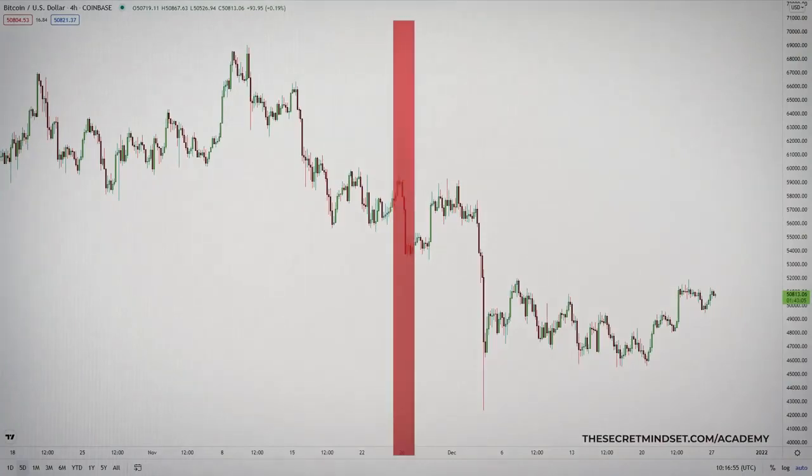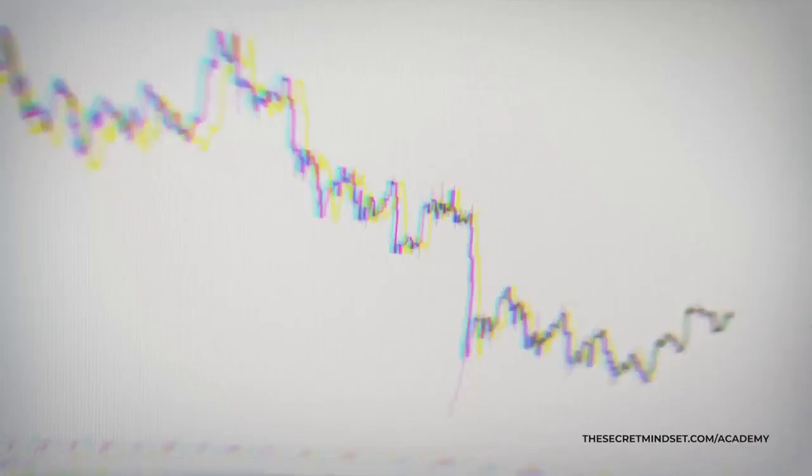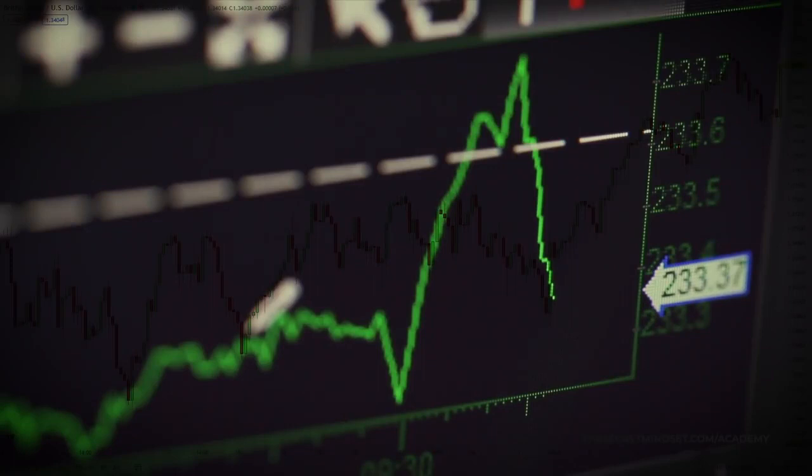When there is little liquidity, it might be harder to get your orders filled, because there might not be enough traders to take the other side of your trade at the price you want. You might get filled at a worse price than expected. This is why some institutional traders use special techniques to get a good price for their order.